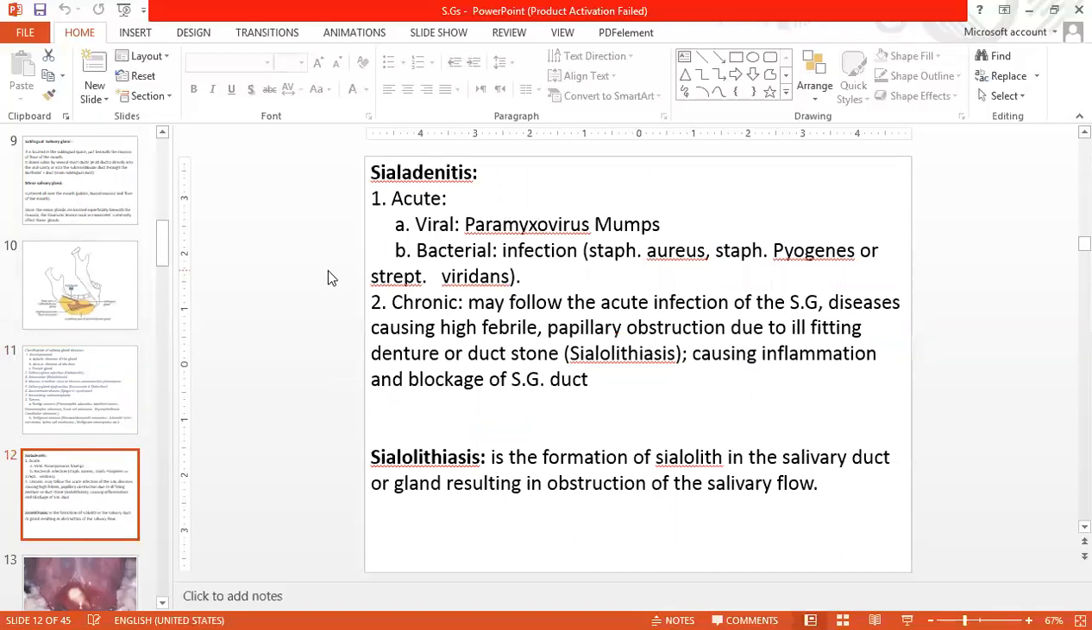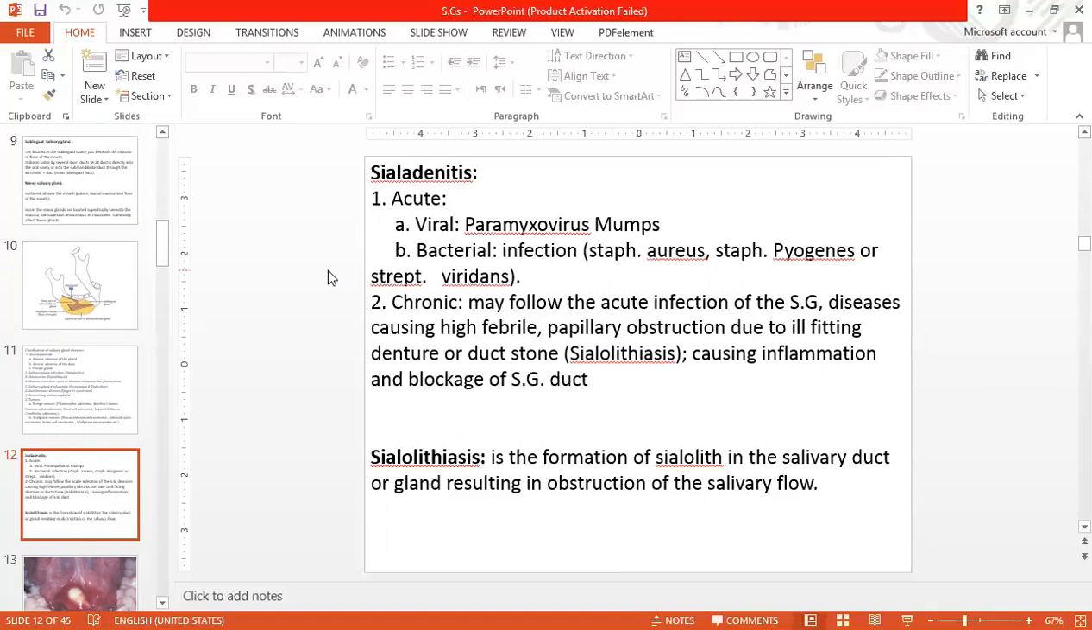Starting with the sialadenitis, which is either acute or chronic. For the acute, it may be either a viral infection like mumps, which is caused by paramyxovirus, or a bacterial infection from Staph aureus, Streptococcus pyogenes, and Streptococcus viridans. The chronic may be from an acute infection of the salivary gland that may cause high fever, papillary obstruction due to an ill-fitting denture, for example, or maybe due to a stone of the salivary gland, which causes inflammation, blockage, and dilatation of the salivary ducts.